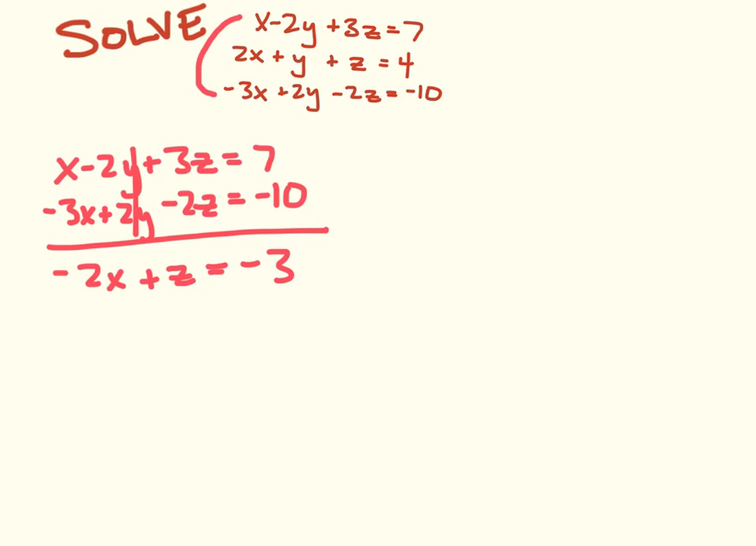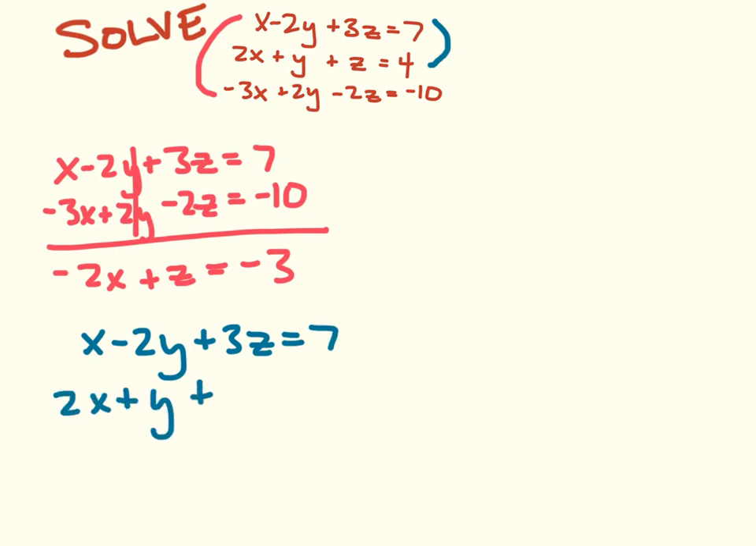Now, it doesn't really matter how I go about this. I know that I need to eliminate y. This has a negative y and a positive y, so I'm going to use these two equations: x minus 2y plus 3z equals 7, and 2x plus y plus z equals 4. Now here the y's don't eliminate, so I'm going to have to multiply everything in this equation by 2.